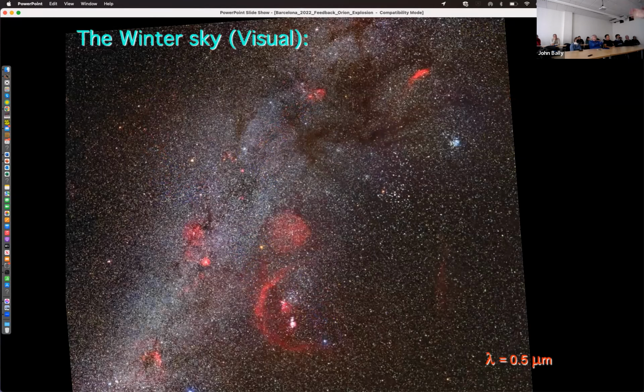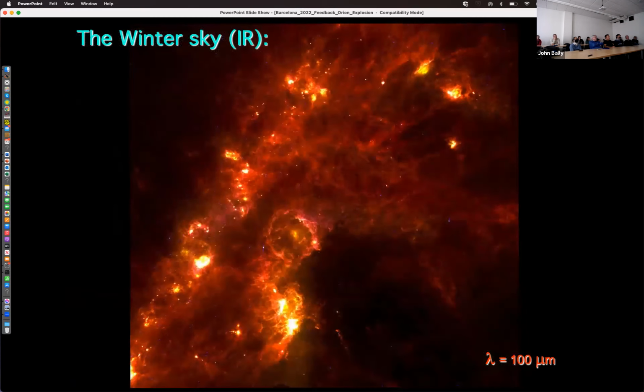All right, I'm going to spend most of the next half hour on Orion, with the entire winter sky. I'm going to zoom scales from hundreds of parsecs down to the sub-parsec. And there are interactions between those scales. So this is the Orion region seen in 100 microns. You see the A and B clouds, the Lambda Orionis cloud, the Milky Way, that's the Rosette Nebula.